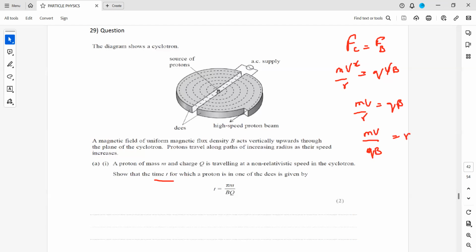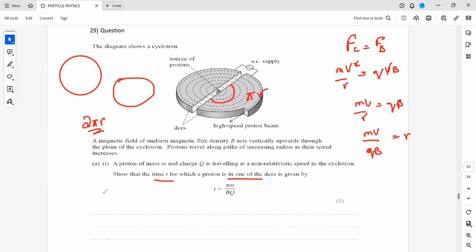Now, when an object moves in a circular path, what is the circumference? The circumference is 2 pi r, when it completes one circle. But in the question, the time for a proton in one D means a semicircle, or half of the circle. So what will be the distance for half of a circle? The distance of half of a circle will be pi r.